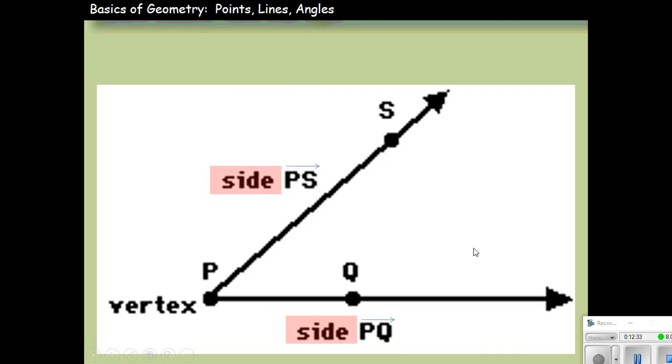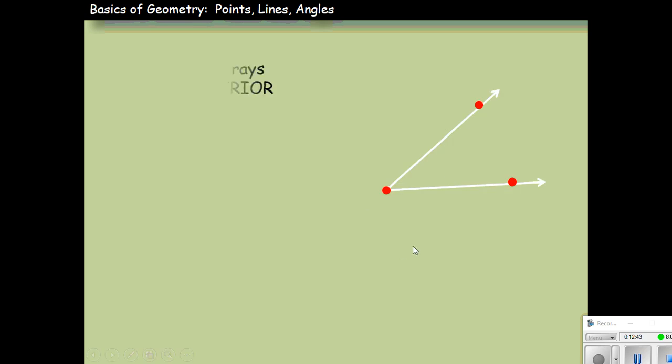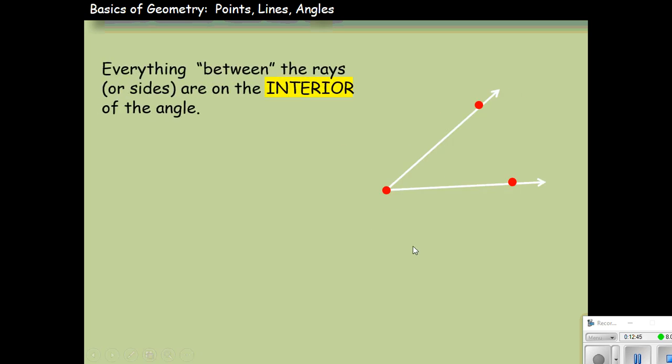Okay, an angle has three parts. It's got two sides and a vertex. That's how we describe the parts of an angle. But it cuts up space into two locations as well. We always have an interior of our angle and an exterior of our angle.